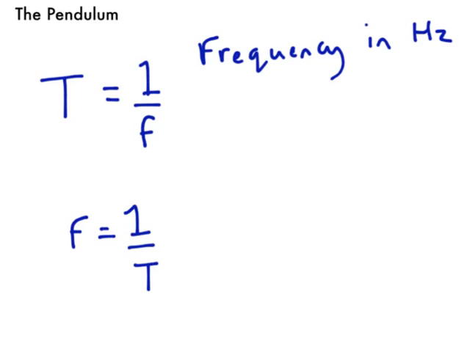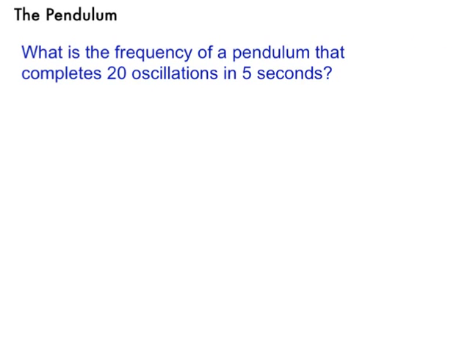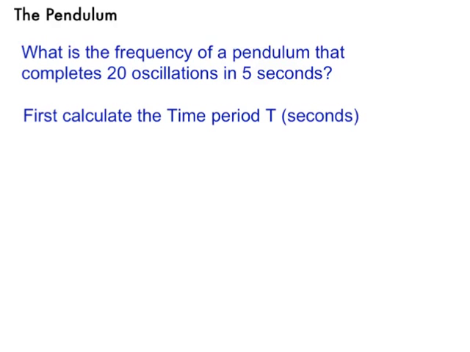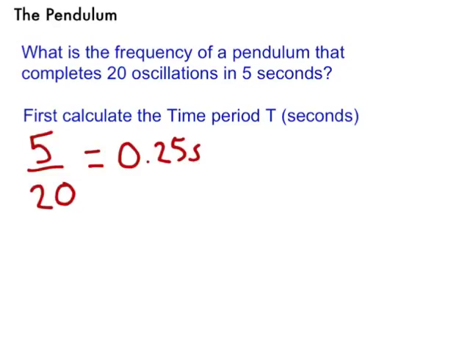So let's apply that. My question is then, what is the frequency of a pendulum that completes 20 oscillations in 5 seconds? Well, the first thing I need to do is calculate the time period of the pendulum, shown by capital T, in seconds. So what's that going to be? Well, the time it took for those 20 oscillations was 5 seconds, so it's just 5 divided by 20 that tells me the time period, capital T, is 0.25 seconds.